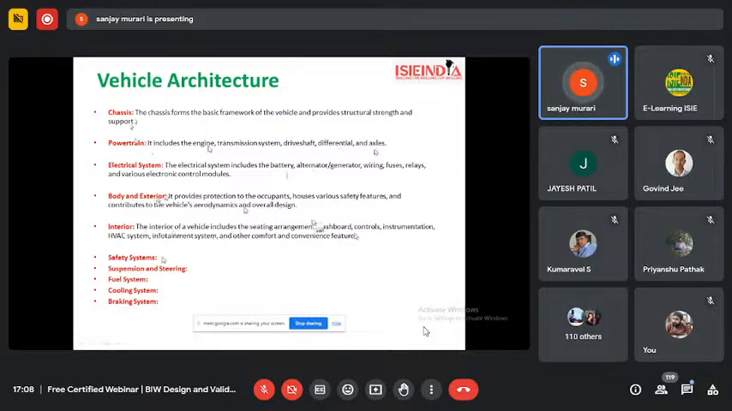Then come the other safety systems, which are also parts of the vehicle architecture. These may not be connected directly to the BIW. Here come various airbags, seat belts, and all. Even the seat belt is connected to the BIW, which we'll be seeing in one of the pictures later.